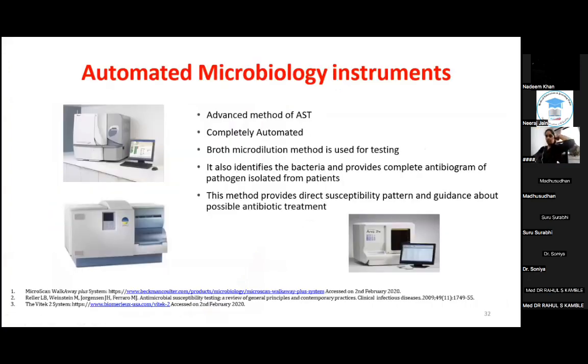Then we have automated methods, machines like Vitek and Phoenix, wherein we get not only the MIC of the antibiotics against the organism, but we also get the identification of the bacteria or the fungi. Also, if they are installed with some software like Epicenter or Myla, we get the real-time antibiogram also, which helps the clinicians a lot. From my experience, it helps them to get the real-time antibiogram organism-wise, sample-wise, and department-wise.